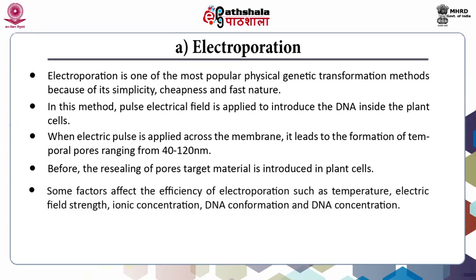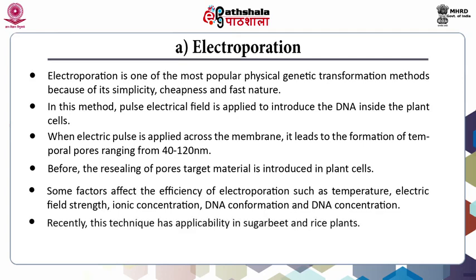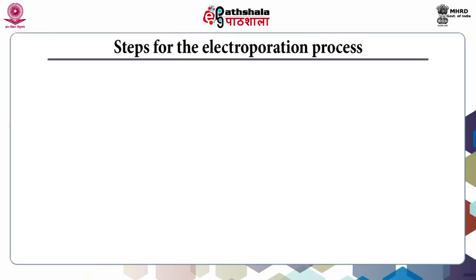Some factors affect the efficiency of electroporation, and these factors are temperature, electric field strength, ionic concentration, DNA conformation and DNA concentration. Recently this technique is applicable in sugar beet and rice plants. Coming to the next slide, what are the different steps that are required during electroporation?